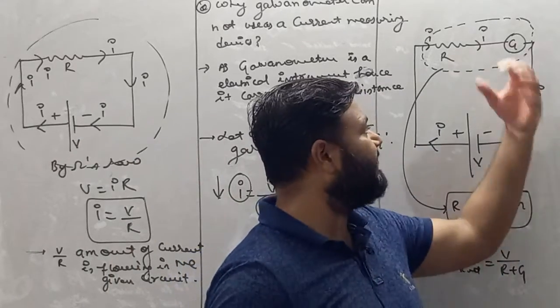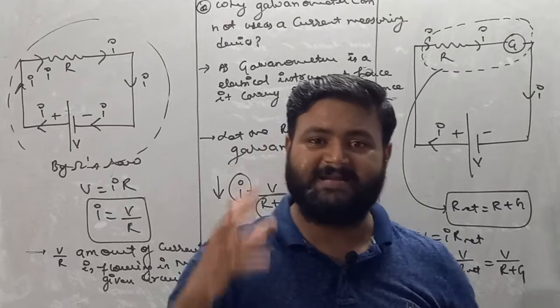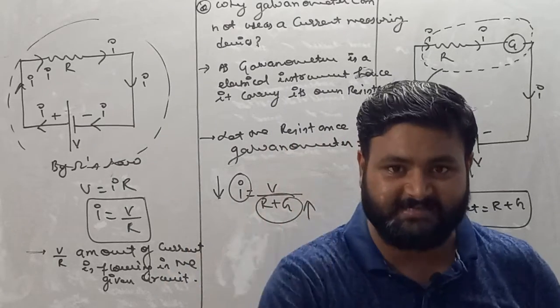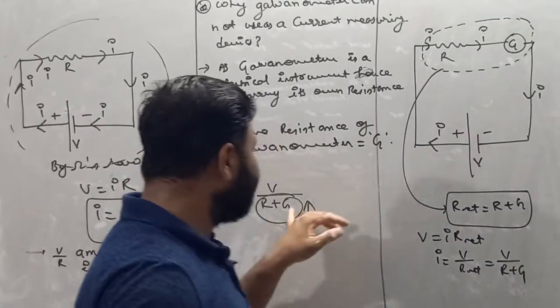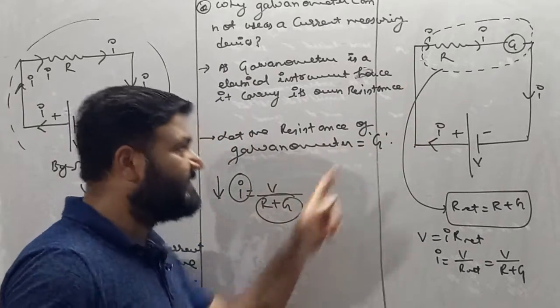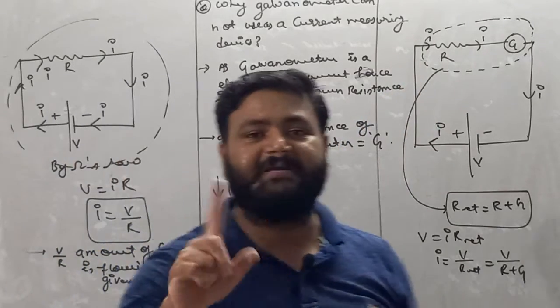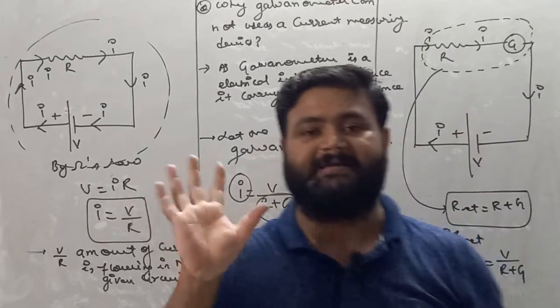If you connect the galvanometer in the circuit, the net resistance of the circuit increases, hence the current flowing in the circuit decreases, so the galvanometer cannot give an accurate reading.